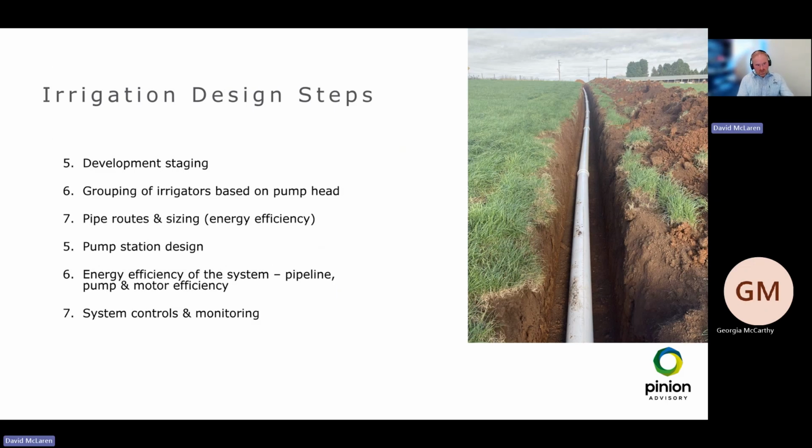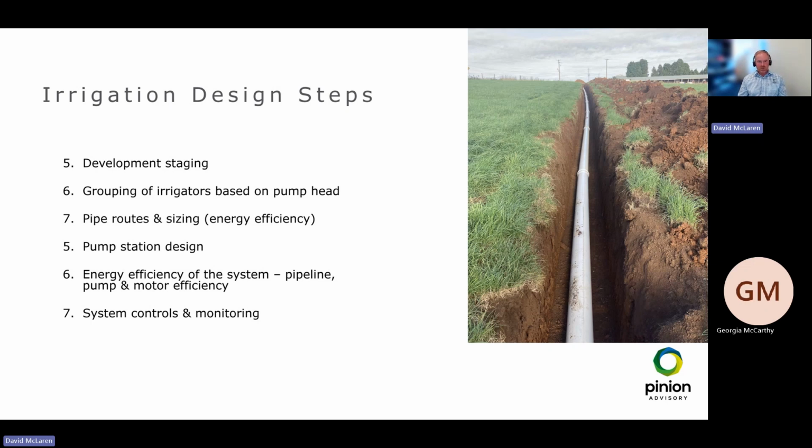Then step number 5 in the irrigation design is development staging. So when it comes to designing an irrigation system on your farm, you might have limited capital in year one. So you might block it up into different stages and say, well, this part of the farm I'm going to develop this year. This is stage 1, this is stage 2, this is stage 3.